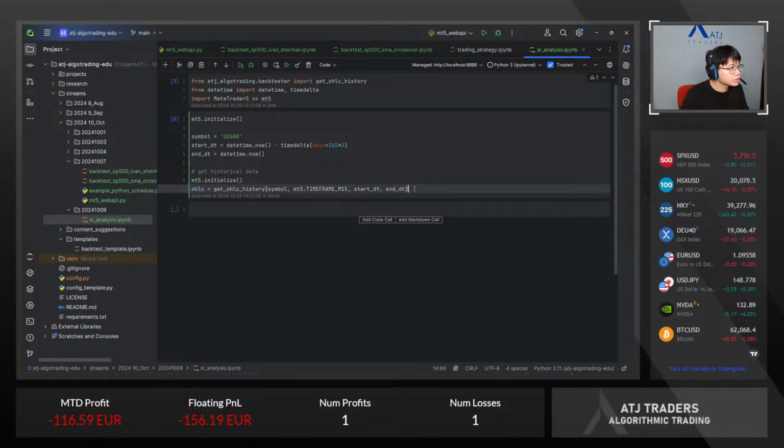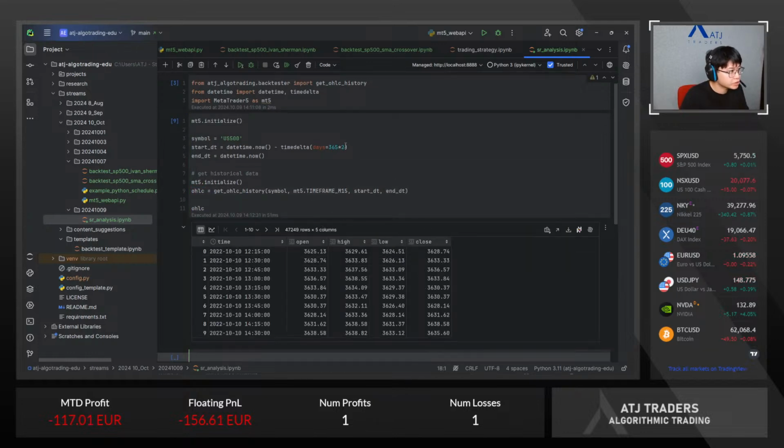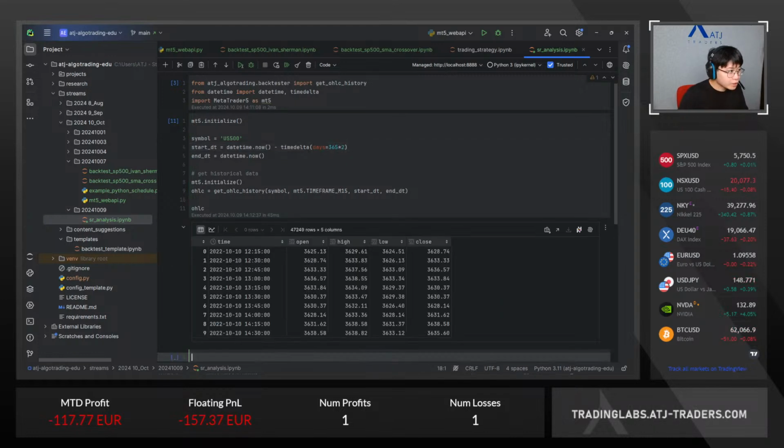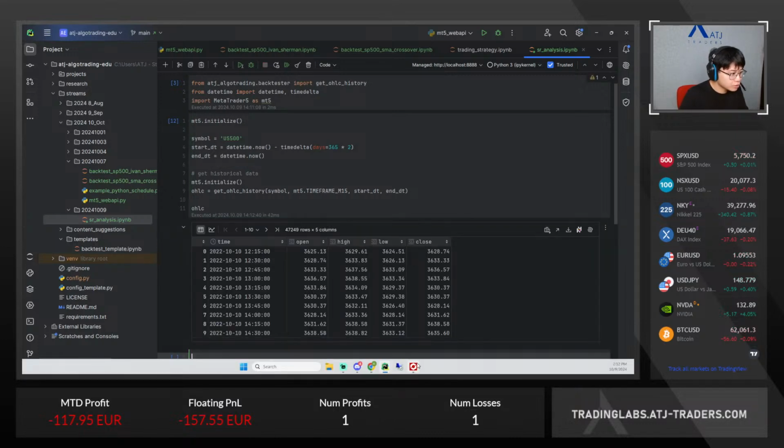Okay, so let's now display the data. So this is our OHLC data frame. Let's try a 3-year window. Unfortunately, we don't have enough data. Yeah, that's also annoying. So maybe we should also look at our data feed providers to have a long history.